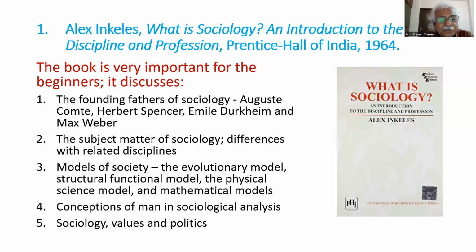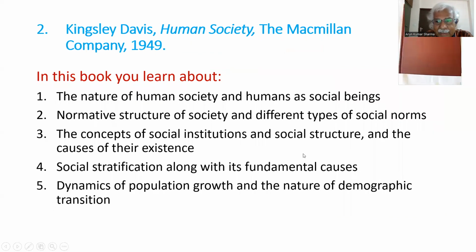The book also covers models of society, sociological models of society, and sociological models of man. And it talks about the interaction between sociology, values, and politics. That can sociology be a value-free, value-neutral science, or it interacts with value systems of the larger society.